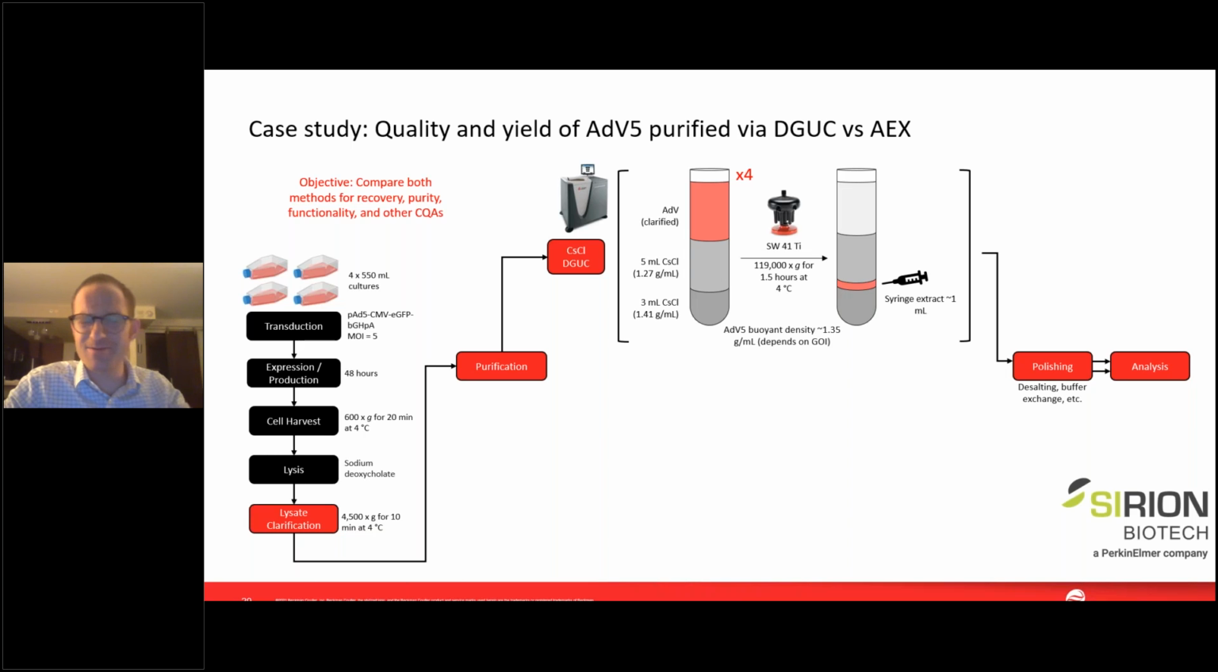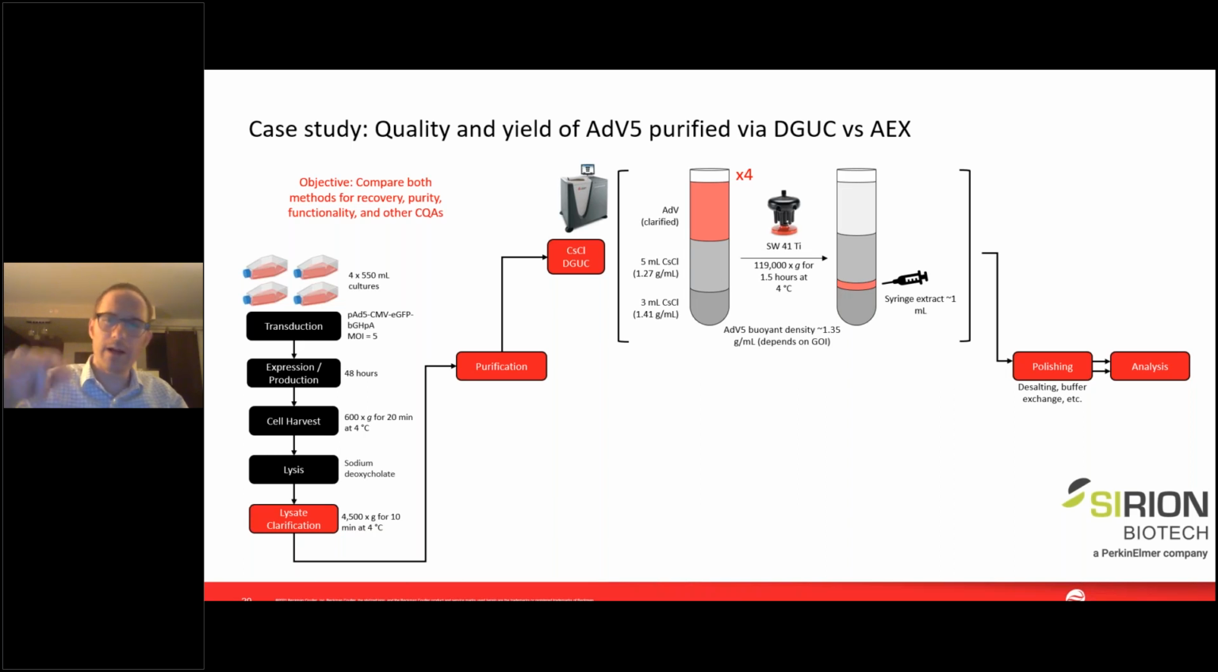What that meant is that amounted to about 5 mils of adenovirus for us here. We used an SW41 Ti, which, if you've been paying attention, is not necessarily the best rotor. Here we were limited by what we had with our partner. We partnered with Sirion Biotech, so we were very grateful to them. They have a lot of expertise here with adenovirus. But you can see we were practicing that density layering to shorten our runtime. Here we use the swinging bucket rotor, and we spun it at 1.5 hours. And then we just syringe extracted the 1 mil-ish of adeno, took it down for polishing, and then analysis afterwards.